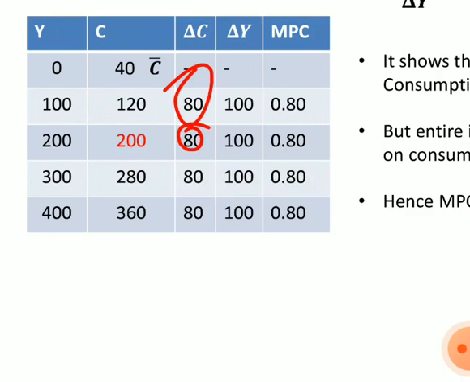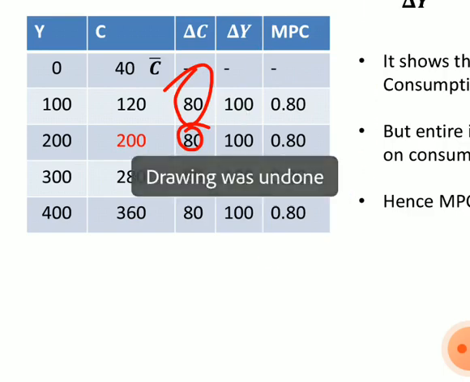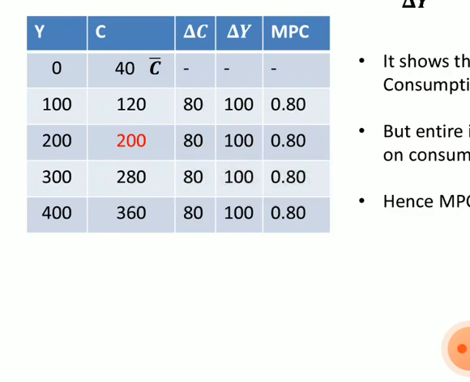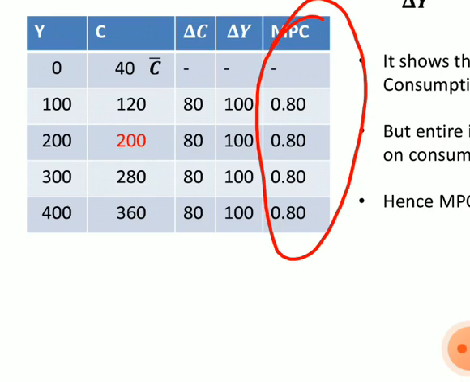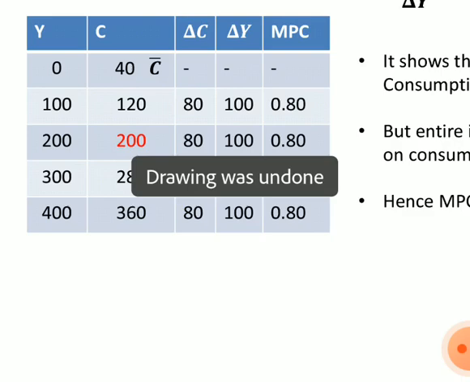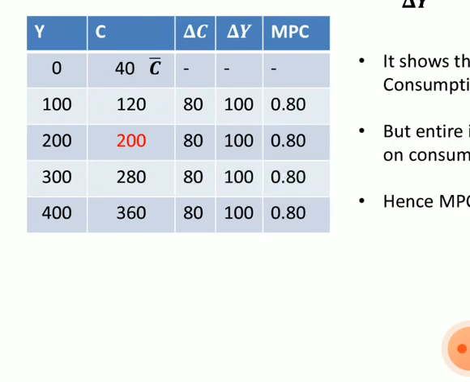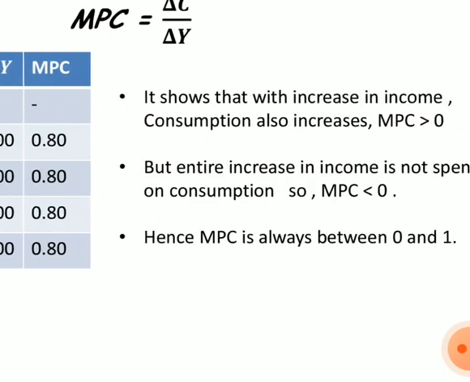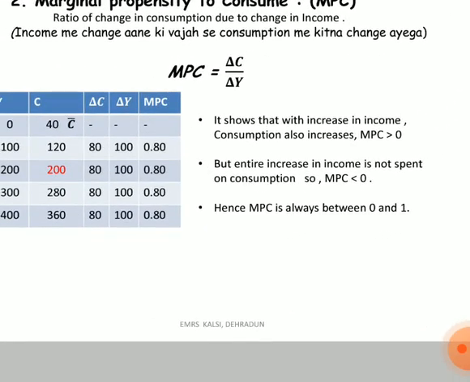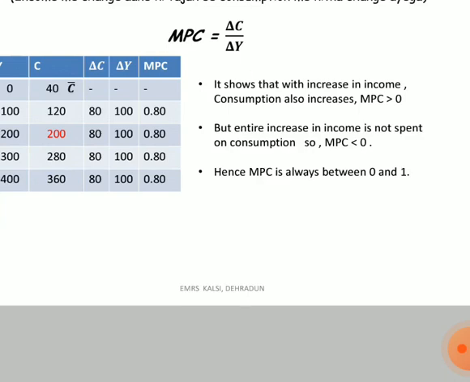The values are taken in such a manner that the MPC is the same. Otherwise it is not compulsory that MPC will be the same for all the values. The data is taken in a way that the values of MPC come out the same. Otherwise it is not necessary that MPC will always be the same. MPC might be different at different levels. It depends on the data. So what does this MPC show? It shows that with the increase in income, consumption also increases.